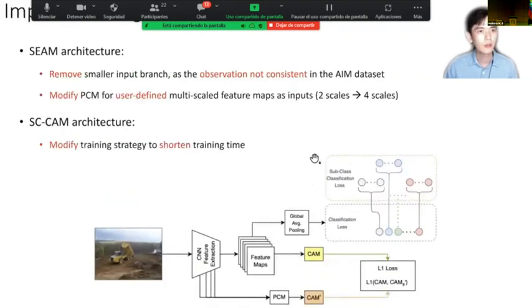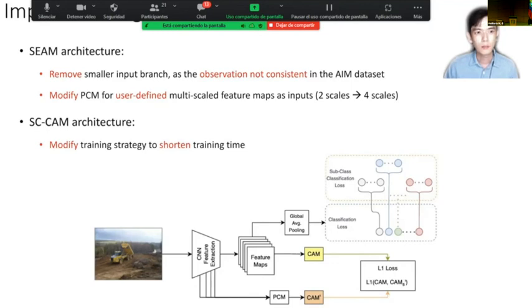Now we have an improved design of our proposed fusion model. For the SIM architecture, we actually removed the smaller scale input. Based on our experiments, we noticed that the observation of CAM covering more regions with smaller scale images is not consistent with the AIM dataset. So we removed the smaller scale branch for the SIM architecture.